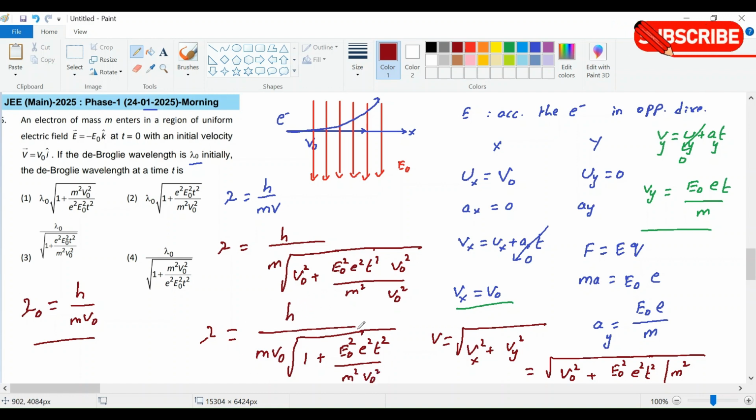So I get lambda naught divided by this value. Where is the option? Lambda naught divided by, this one, the third option is the correct answer. Lambda naught divided by under root of 1 plus E square E naught square t square by m square v naught square is the correct answer. Thank you.